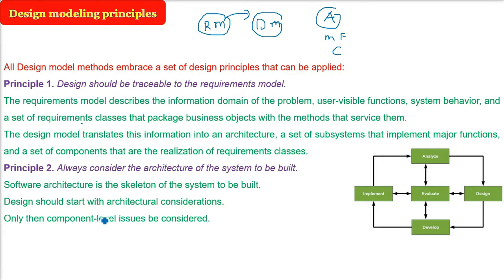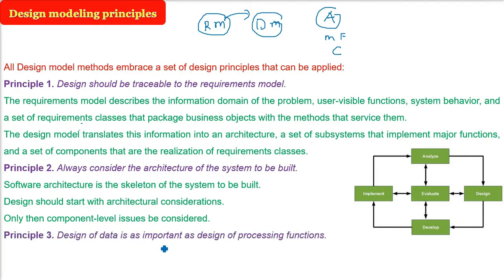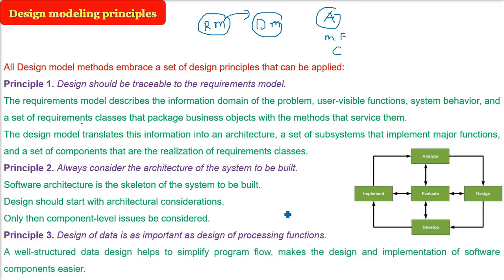So that will only come when you have already decided about the architecture. Next thing that comes is the design of data, which is as important as designing the processing functions. So we make a class, then we see functions, we see what the variables are. So we don't think about the data. But here, what I'm trying to suggest is data is very important. What is the flow of the data? This will make the design and implementation of the software component quite easier, because if you have a well-structured data design, that will help in all the other parts or all the other phases.